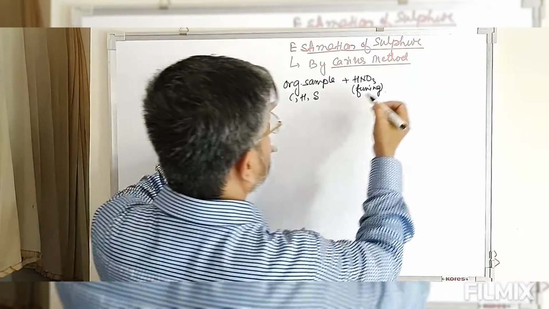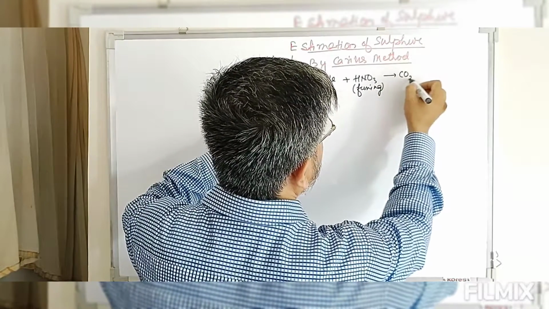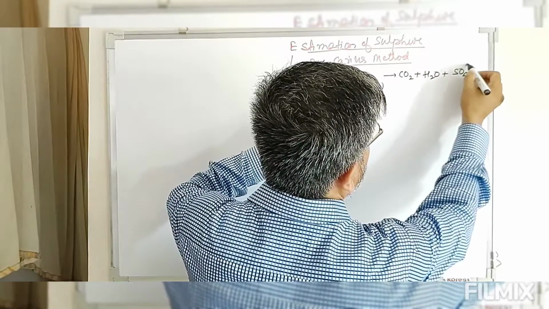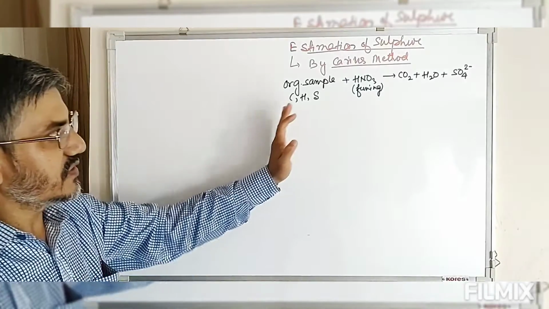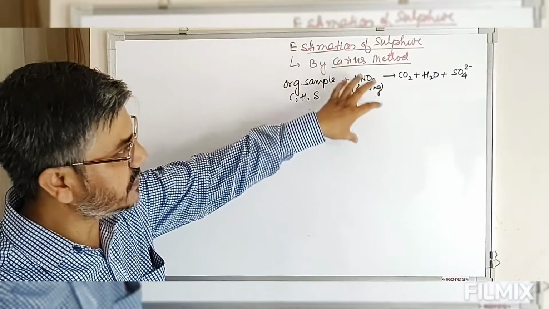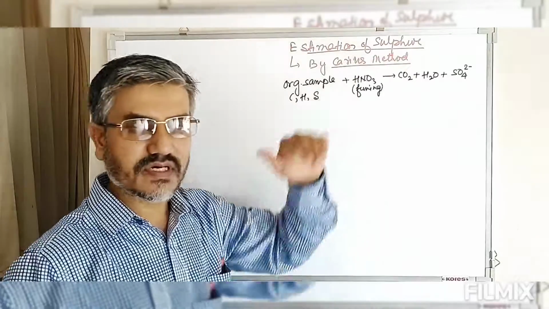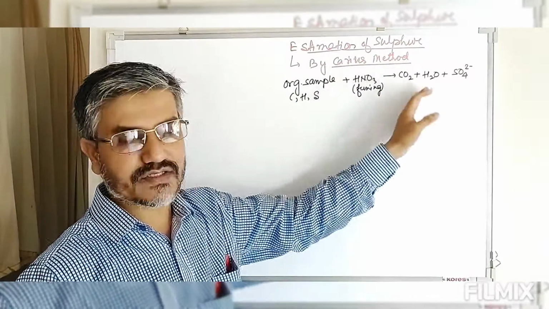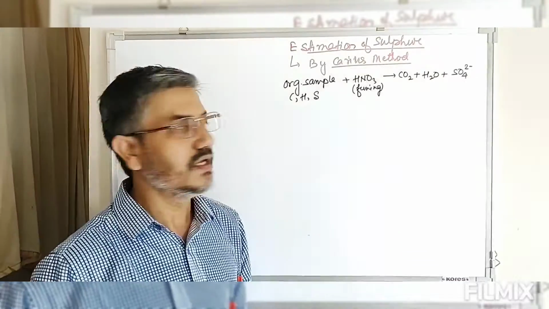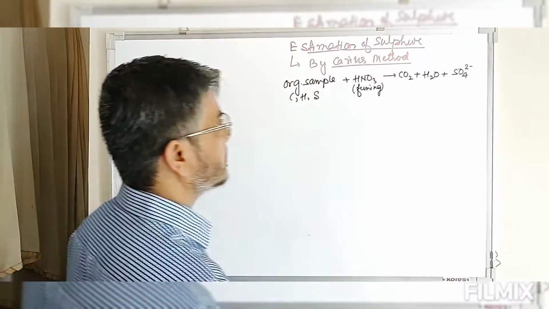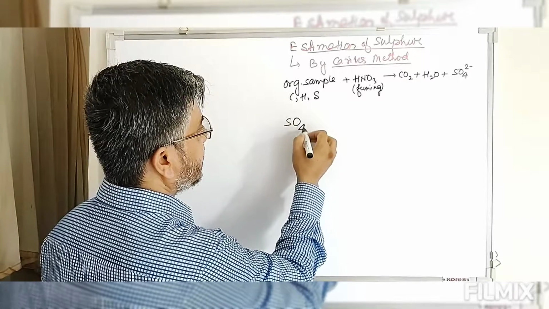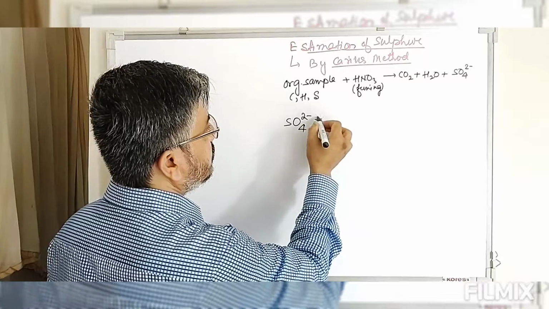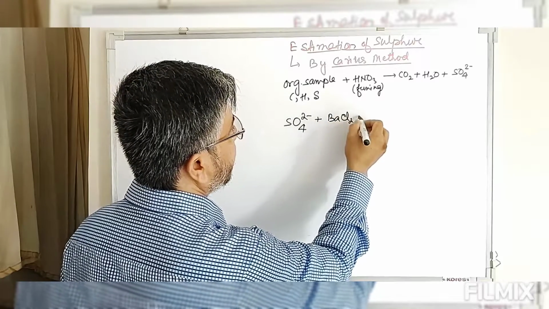Carbon is converted into carbon dioxide gas, hydrogen into water, and the sulfur is oxidized as sulfate ion. So sulfur on oxidation with nitric acid is present in the form of sulfate ion, that is sulfuric acid. Sulfuric acid being water soluble, it gives hydrogen ion and sulfate ion. So the solution containing this sulfate ion, heated with nitric acid, is treated with aqueous solution of barium chloride.